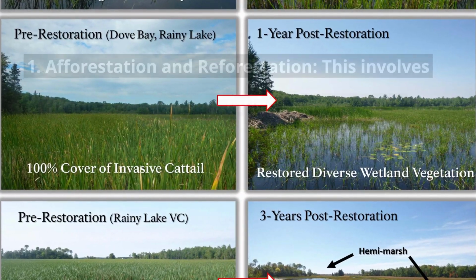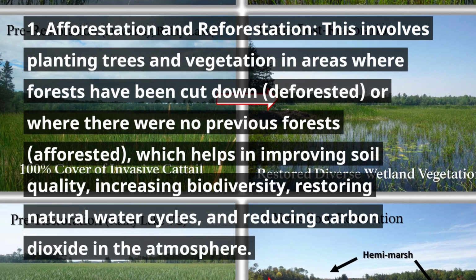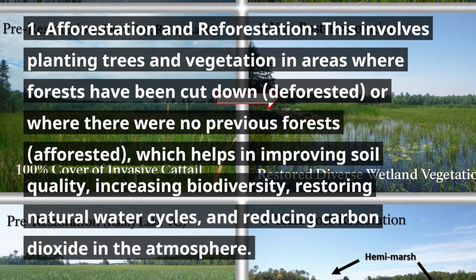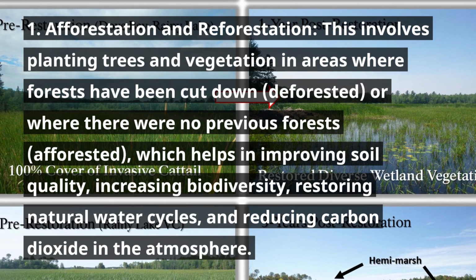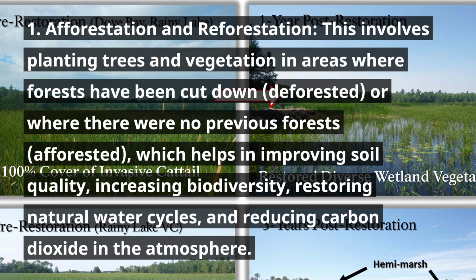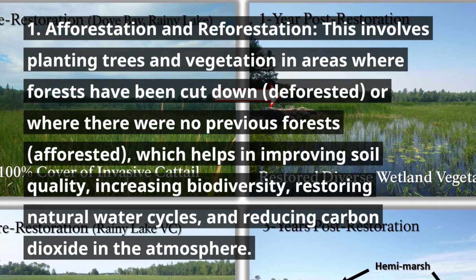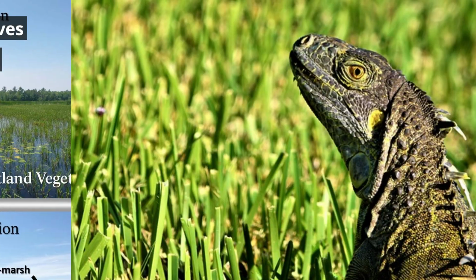1. Afforestation and Reforestation. This involves planting trees and vegetation in areas where forests have been cut down, deforested, or where there were no previous forests, afforested, which helps in improving soil quality, increasing biodiversity, restoring natural water cycles, and reducing carbon dioxide in the atmosphere.